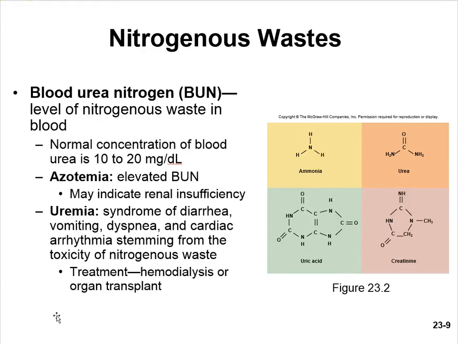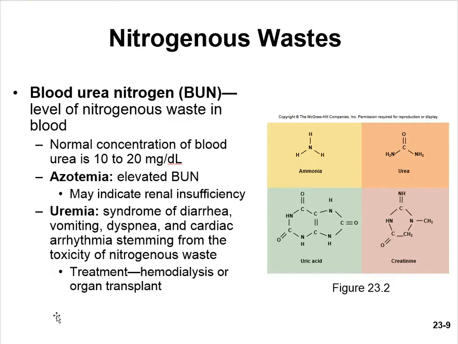Blood urea nitrogen, also known as BUN, is the level of nitrogenous waste in the blood and can be measured. Its normal concentration should be about 10 to 20 milligrams per deciliter. If you have azotemia, you have elevated BUN, which can indicate that your kidneys aren't removing enough metabolic waste, and so you have renal insufficiency.